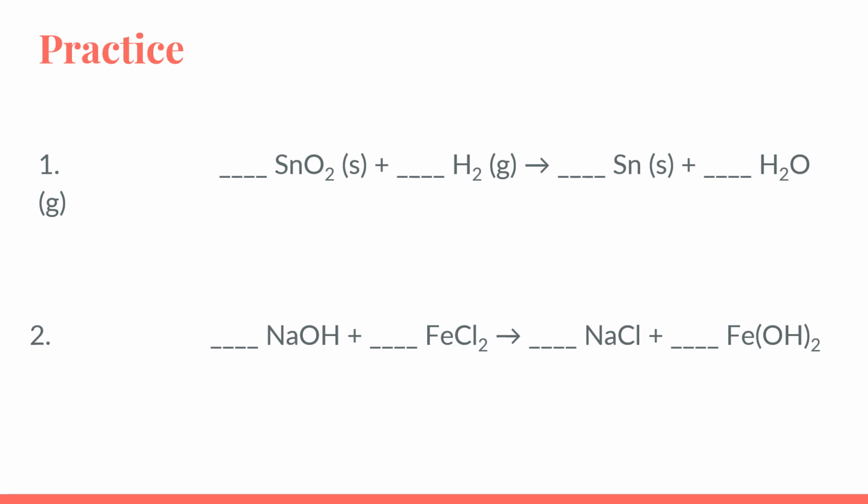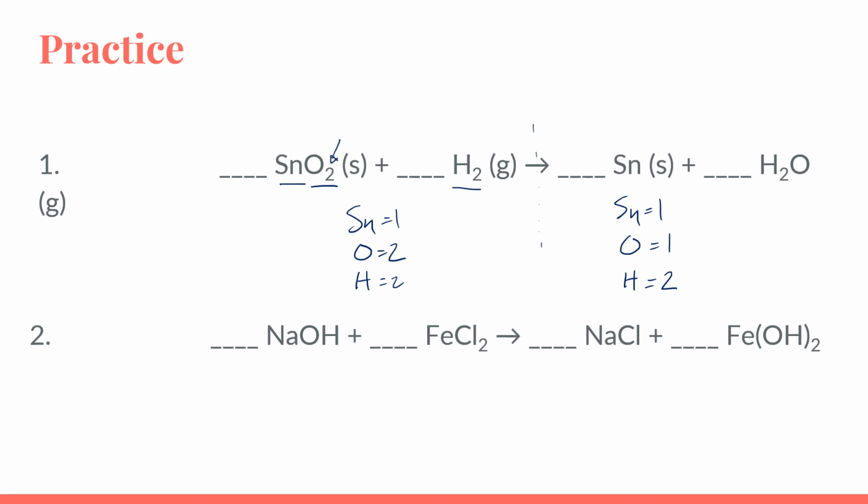Okay, I gave you 2 little practice problems. You could pause the video here and try to do these 2 on your own. But if not, I can go through them right now. So here, step one, I'm gonna do a count. I'm gonna do some counts. I got 2 oxygens, I got 2 hydrogens, and I got 1 tin. On the other side, I got 1 tin, 1 oxygen, and 2 hydrogens.